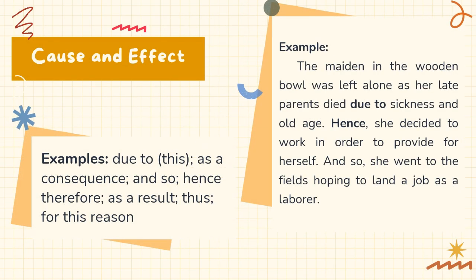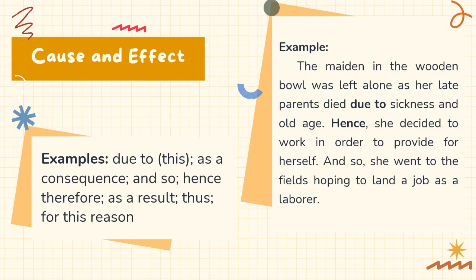Here are some grammatical signals that we can use in this pattern. We have due to, as a consequence, so, hence, therefore, as a result, thus, and for this reason. And take note, these grammatical signals can also be used in different patterns, but it depends on the pattern, what or how it functions. So here is an example text that uses the cause and effect pattern.